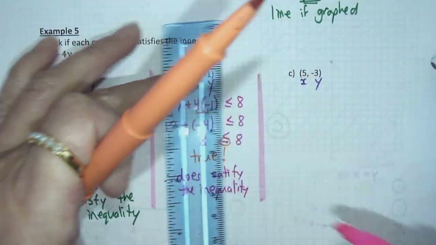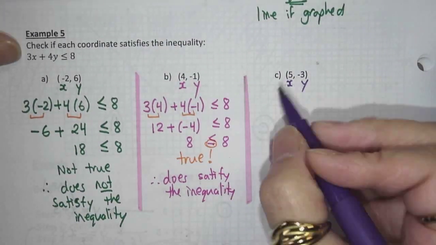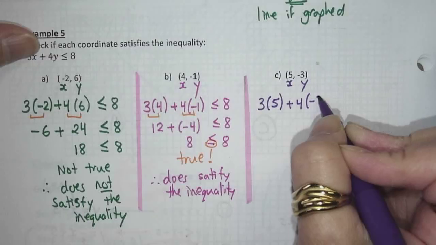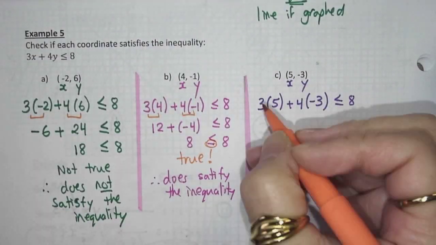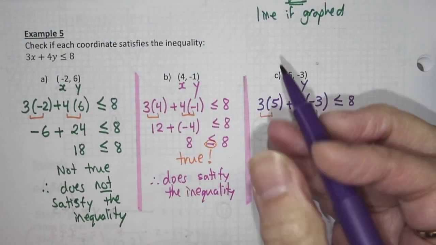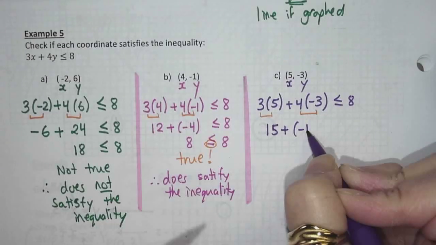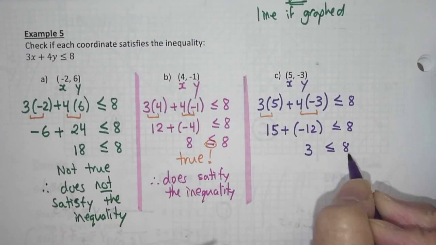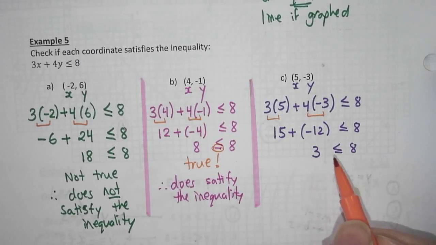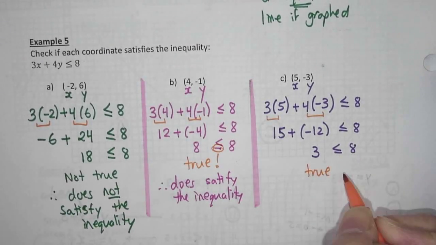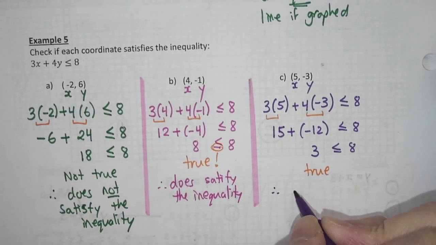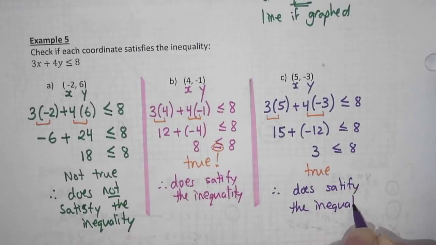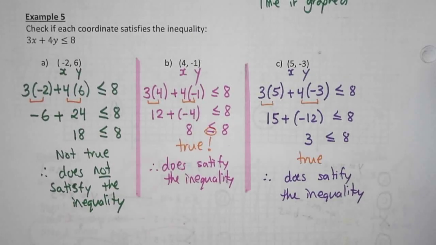And then the last one here, try it again. We're going to substitute in. So when I see x, I'm going to go 3 times 5 with the bracket, 4 times, and it's -3 with the bracket, less than or equal to 8. Again, we're doing order of operations, so multiplication before the addition. So we're going to go 15 plus -12. 15 plus -12 is 3. And 3 is less than or equal to 8. Is that true? Is 3 less than or equal to 8? Yes, it's true. So therefore, you're going to say it does satisfy the inequality. Right? So always make sure you just do a little sentence answering the question.